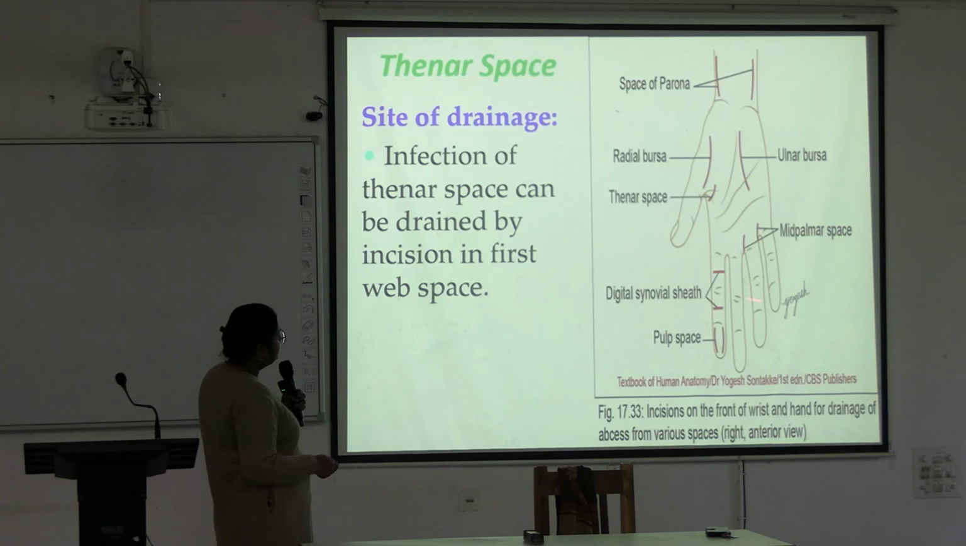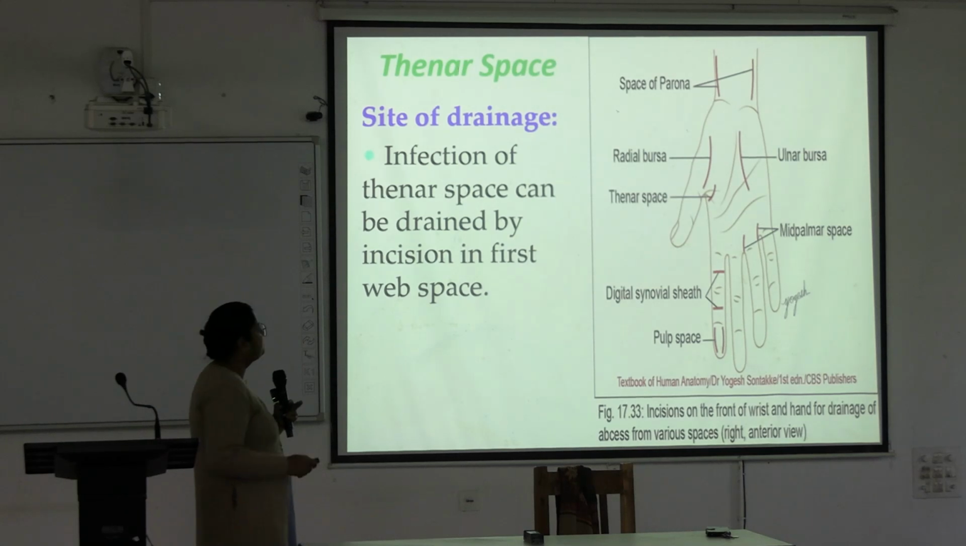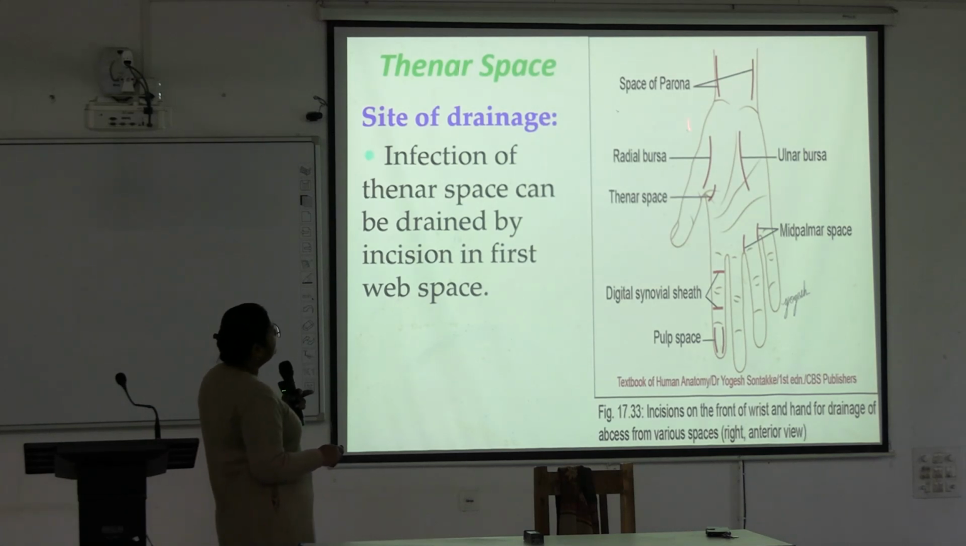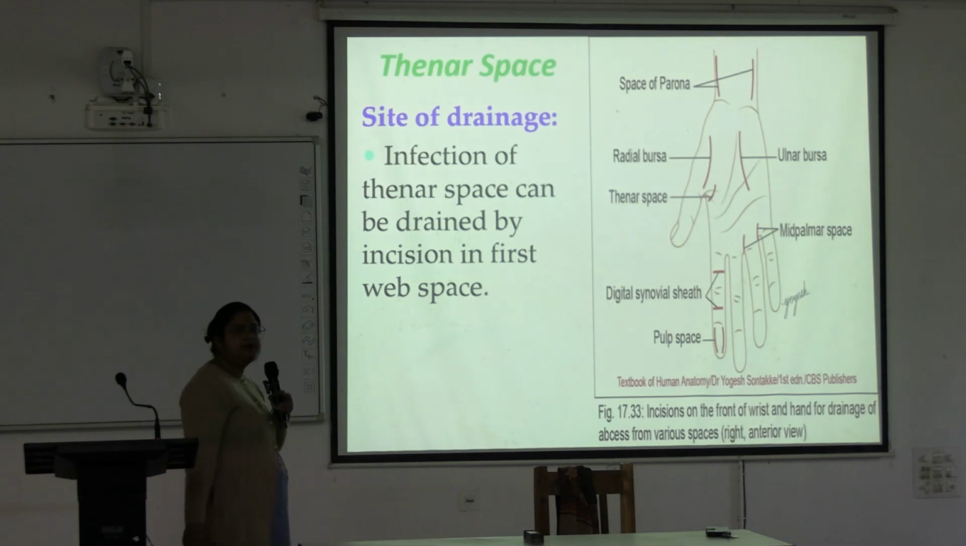Okay, and these are for infections in the digital synovial sheath. And on the lateral side of the pulp space, you incise for pulp space infection. Okay, and here in the forearm, you incise for infection in the space of Parona. Okay.